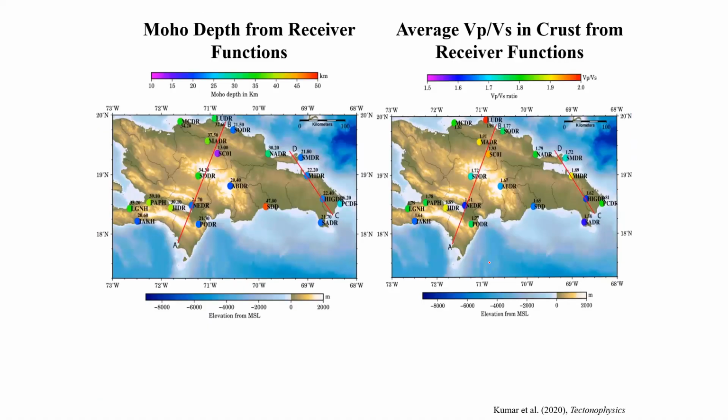And this is the final map produced for the variation of the Moho depth from the receiver function. So this shows the Moho depth variations by different colors. And this is the variation in the Vp/Vs, again with different colors, for the average crust.